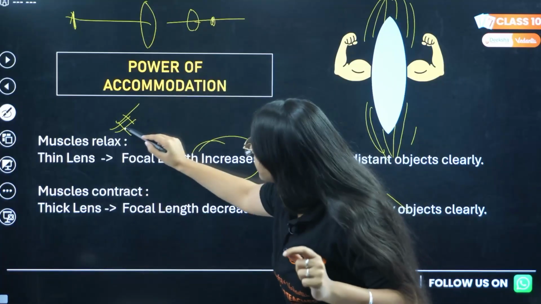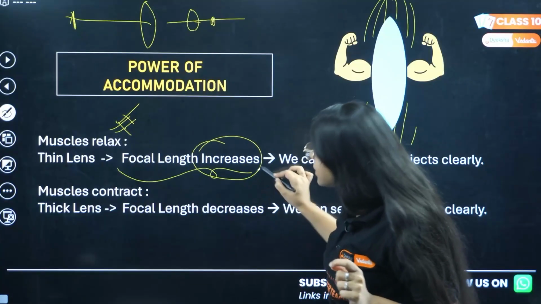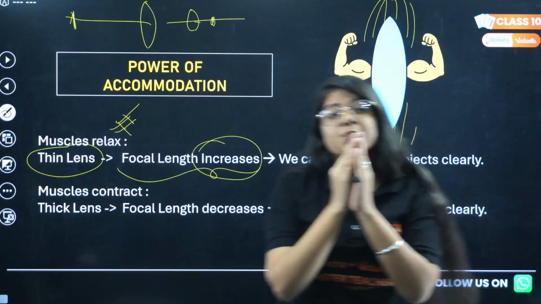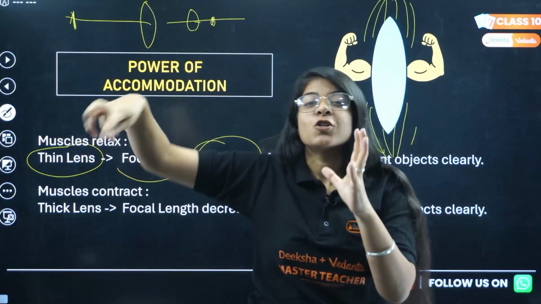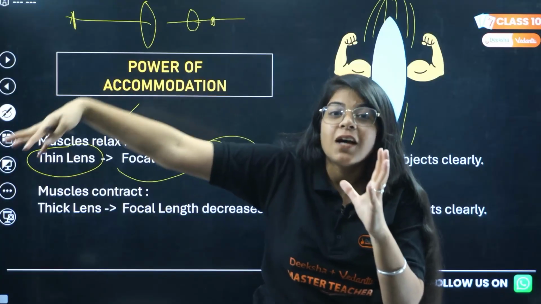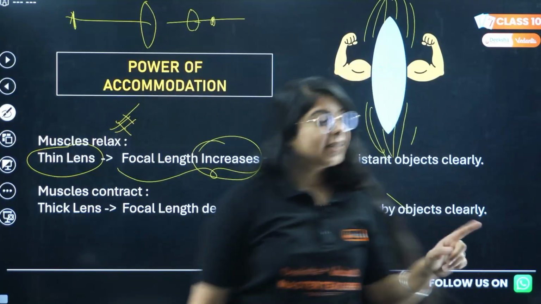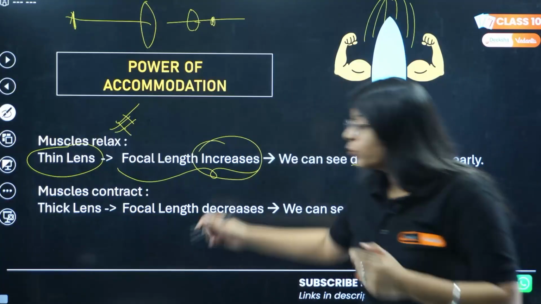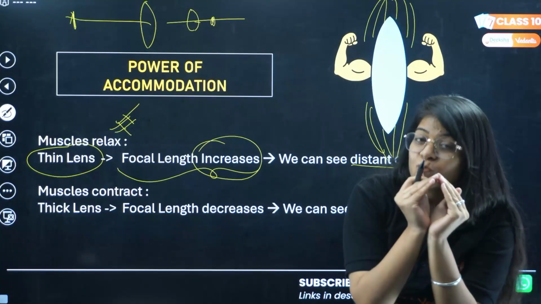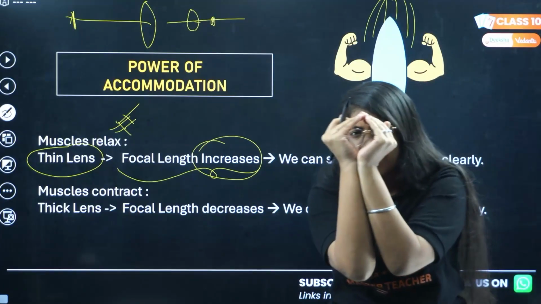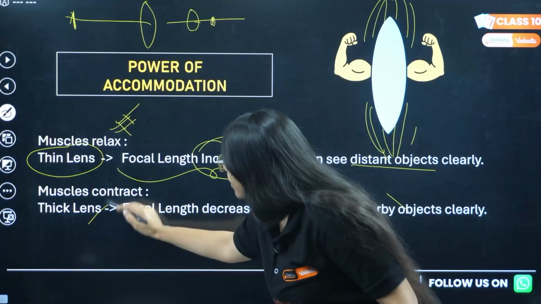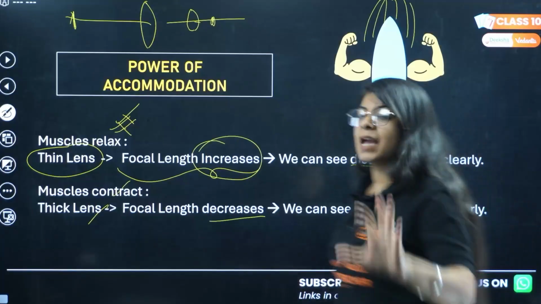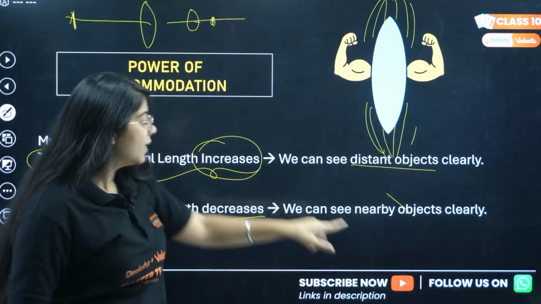So when the muscles relax, the focal length increases and the eye lens becomes thin. As the eye lens becomes thin, the focal length increases, so we can see farther distances very clearly. We can see distant objects very clearly. But when the muscles contract, the eye lens becomes thick. That means the focal length decreases, and we can see nearby objects very clearly.